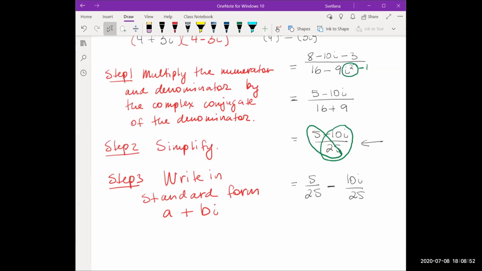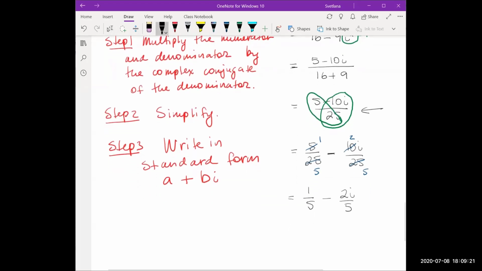For example, the first one, 5 over 25, I can divide each by 5. So it's 1 and 5. And for the second one, I can divide 10 and 25, I can also divide by 5, so it's going to be 2 and 5. So my answer will be 1 over 5 minus 2i over 5, like that. And that's something I can box. Now it's in standard form, everything is simplified.